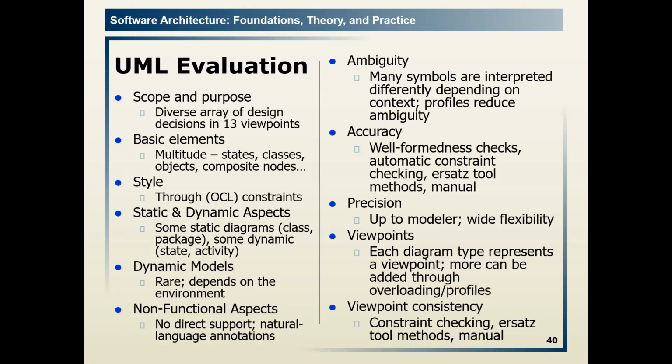Then the static and dynamic aspects: some static diagrams are there, like the class diagrams and package diagrams, and some dynamic diagrams. These dynamic diagrams don't change with time, but they show how the model changes with time, because a timeline is there in the activity diagram and in the state charts. So sometimes the timeline is there, sometimes it just shows the possible states that a system can take. So then it is dynamic, but it's not really a dynamic model, right?